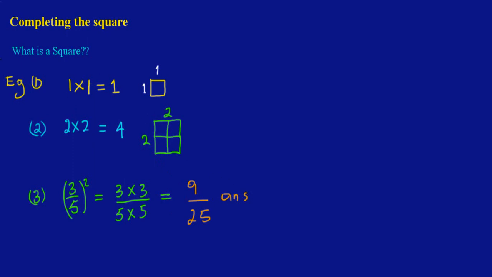Square means that it is a rational number multiplying itself 2 times.